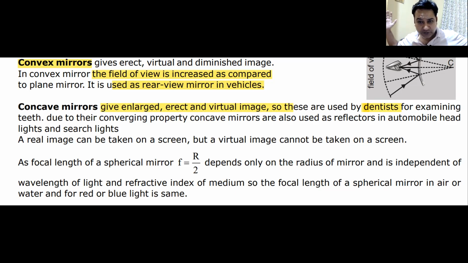When you need a large field of view, like the rear view mirror of your vehicles, there are convex mirrors. Dentists, to see an enlarged view of the inside of your mouth, use concave mirror. So these are the uses of concave mirror and convex mirror. I hope you will note it down and you will remember them. Yes or no?